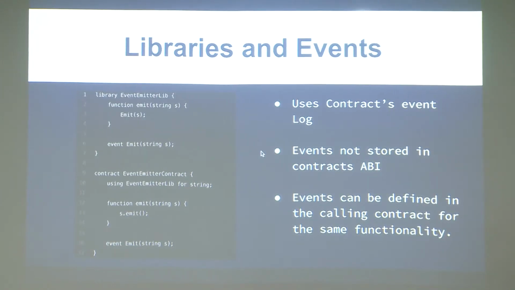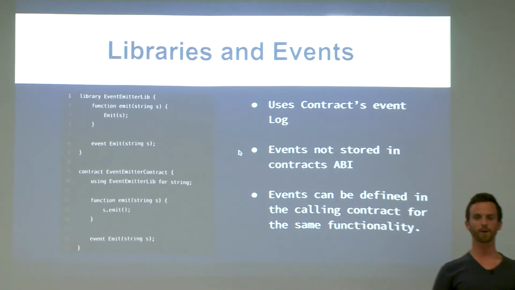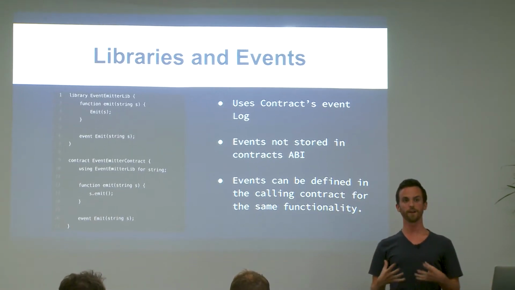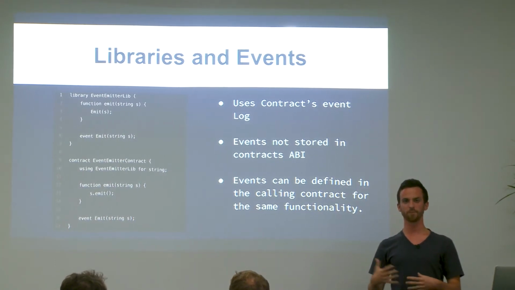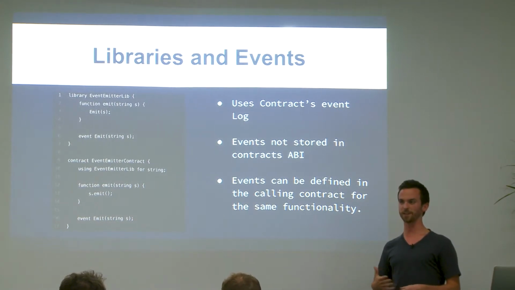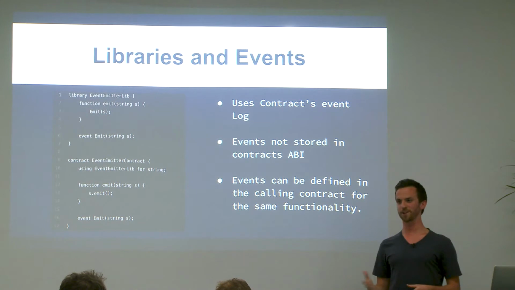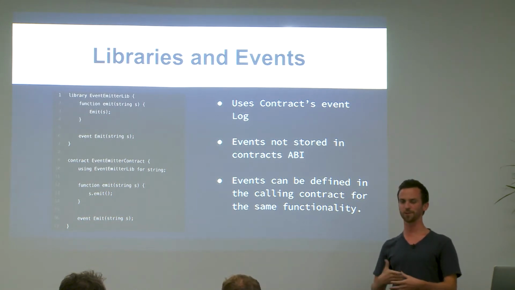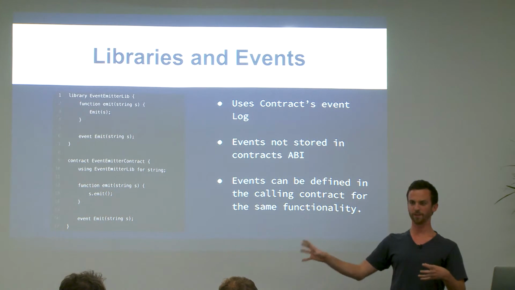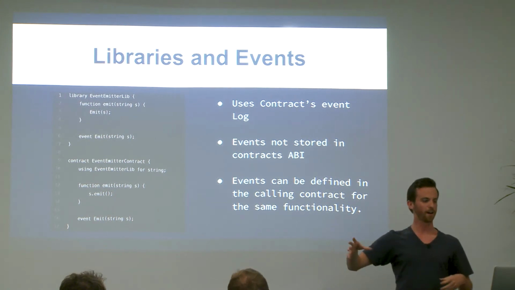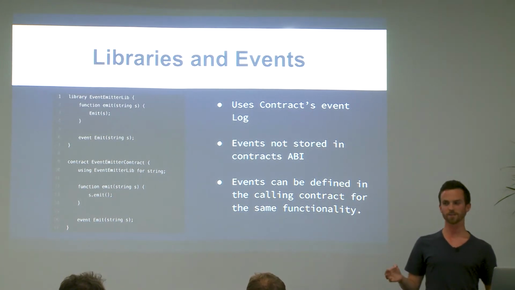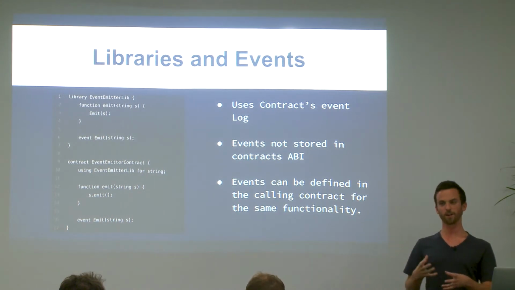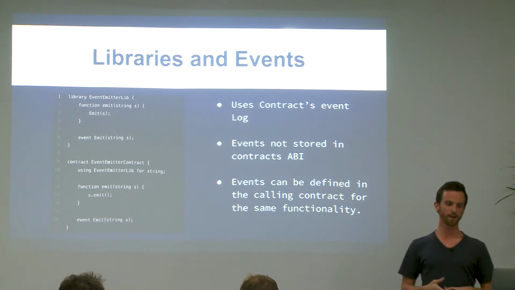So, like I was saying before, with libraries, when they emit events, events are what web apps can monitor to see what's happening in the contract. So usually if something important happens, if you're registering a user or modifying something important, you'll emit an event, and that's how any web apps can see what's happening on the blockchain and update whatever they're doing. So it uses the contract's event log. When a library emits an event, that's stored in the event log for the contract that's including it.